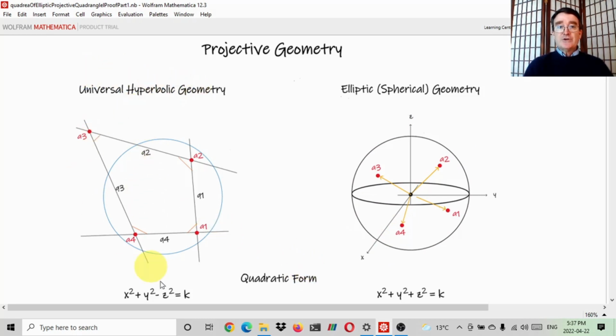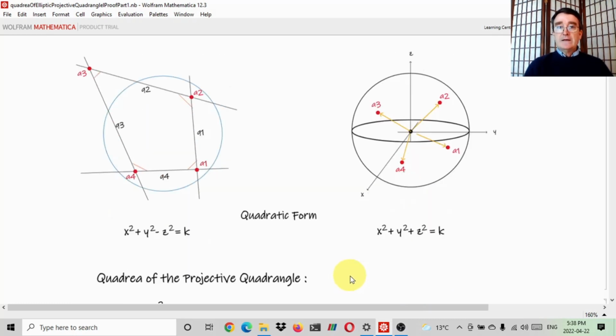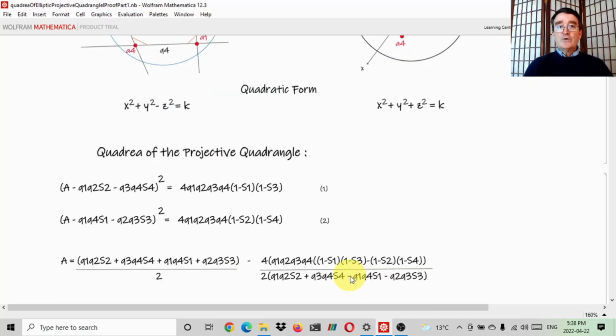Universal hyperbolic geometry uses the following quadratic form: x squared plus y squared minus z squared equals k. So there's a minus sign here. And elliptic or spherical geometry uses the quadratic form x squared plus y squared plus z squared equals k. And what we will show is that the quadria of the projective quadrangle is given by the following formula.